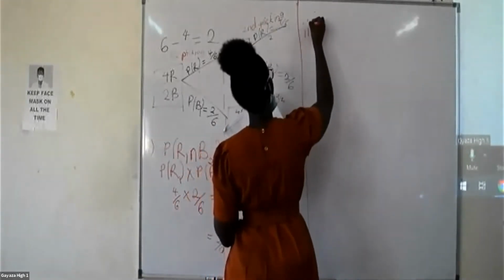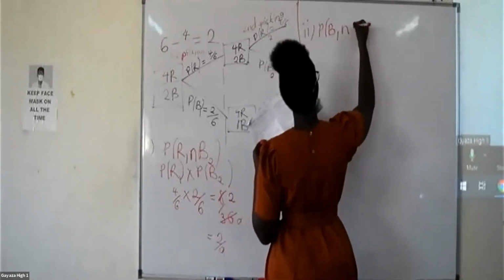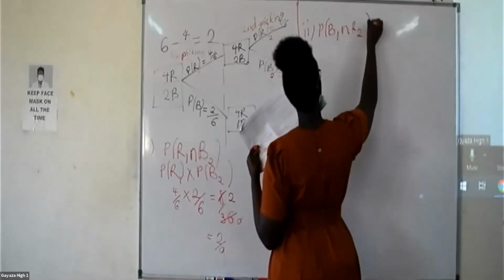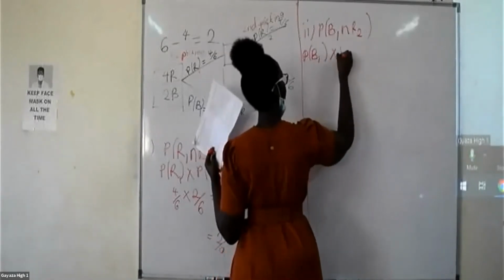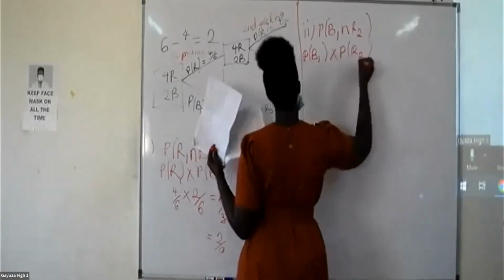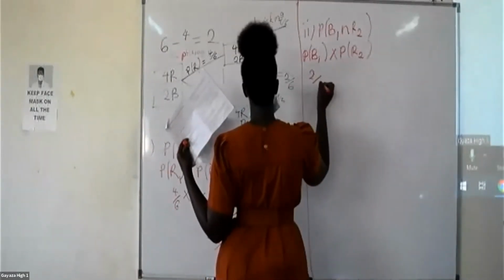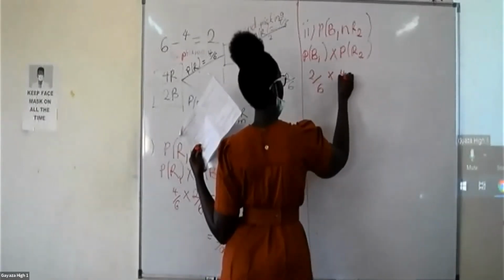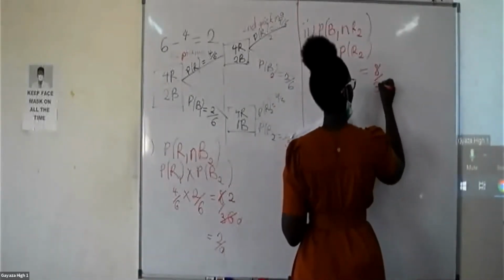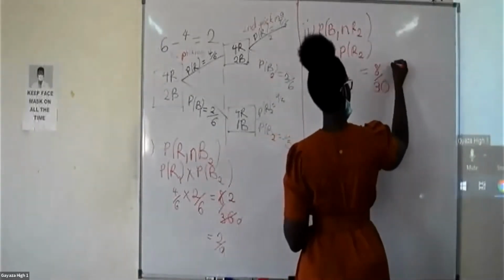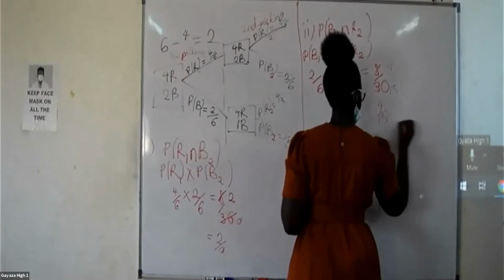That will be probability of blue 1 and probability of red 2. So remember, we are taking this and that. That's going to be 2 out of 6 times 4 out of 5. It will be 8 out of 30. And we'll reduce this by 2, which is 4 out of 15. So our answer here is 4 out of 15.